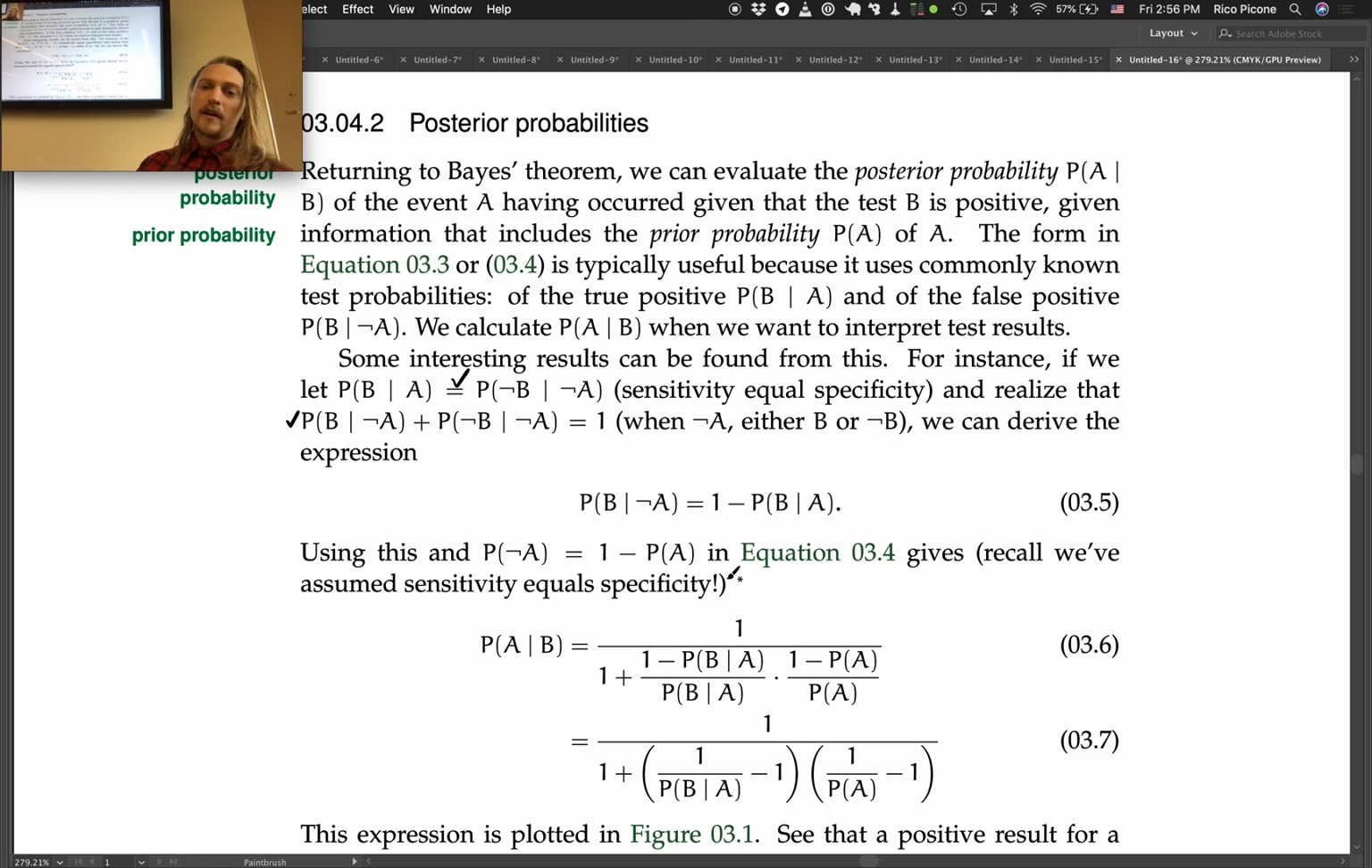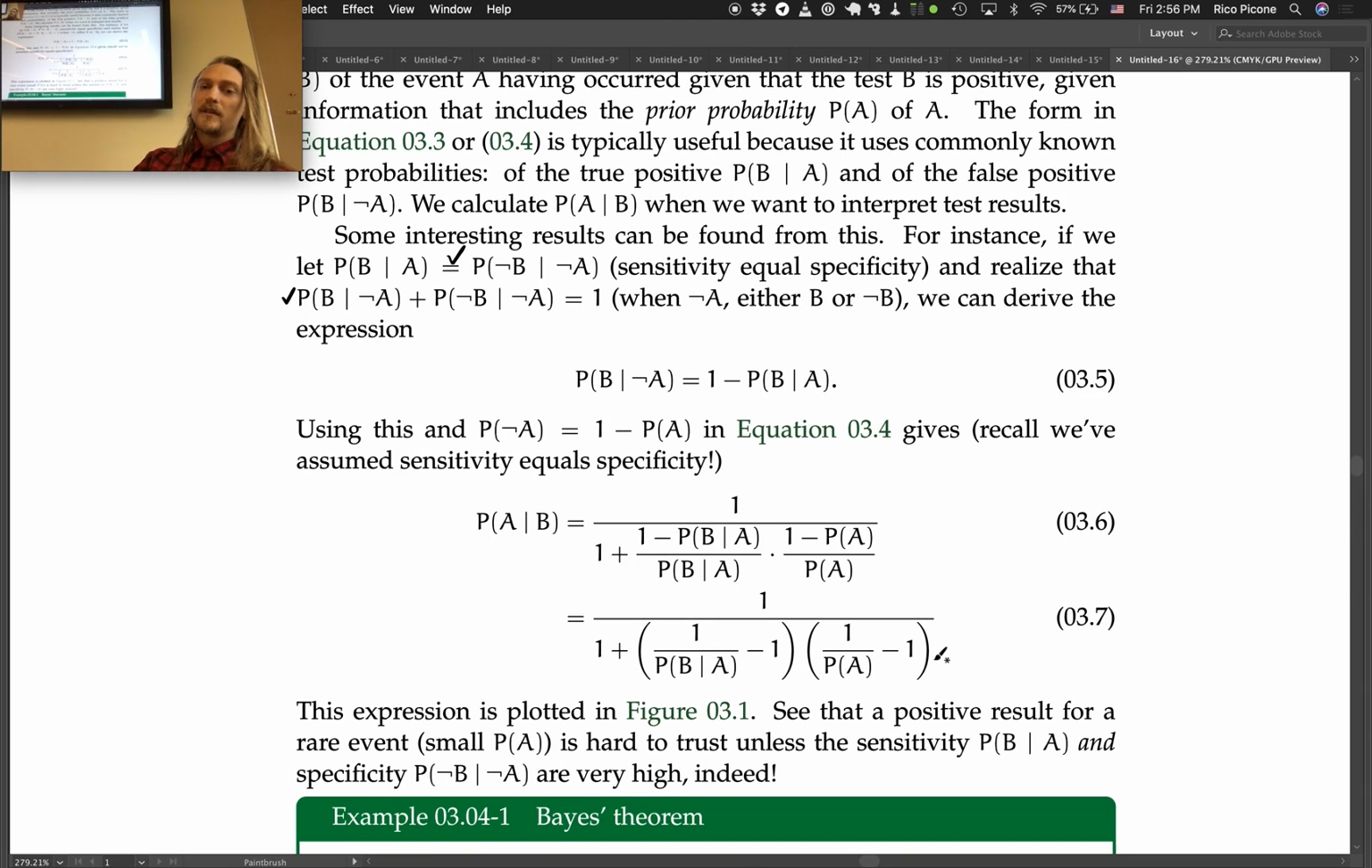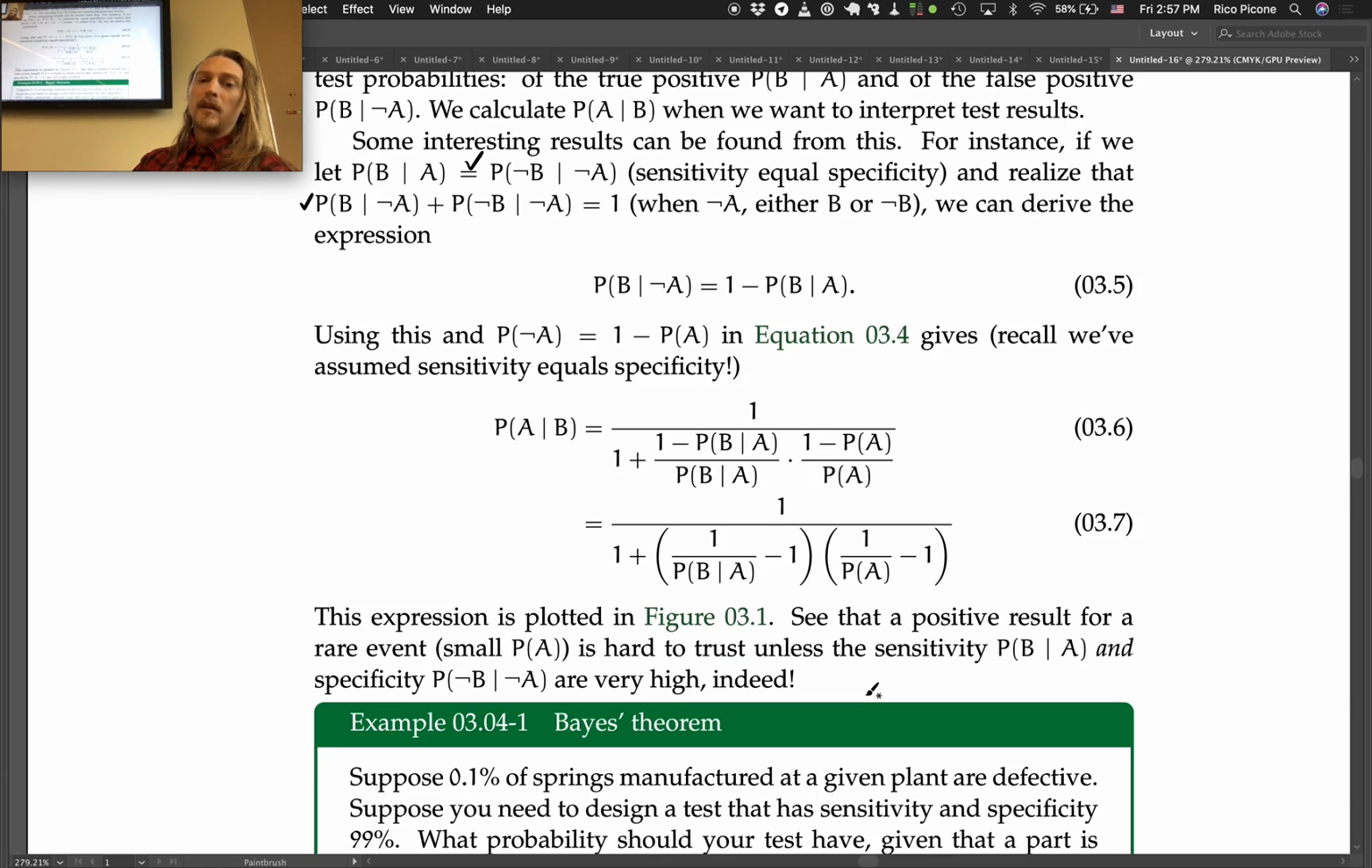In equation 3.4, recall we've assumed sensitivity equals specificity. So this equation only applies when that is true, right? We can simplify down to here or down to here, which is to say we have the probability of A given that B. So probability of the event having occurred given that the test says it has occurred, in terms of the sensitivity, so the probability of a true positive, and the probability of A occurring. So we plot this in figure 3.1.